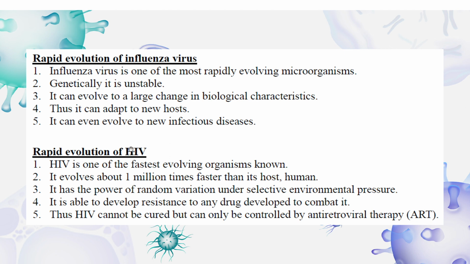And for rapid evolution, we cannot fail to mention HIV. HIV is one of the fastest evolving. Its mutation rate is 1 million times higher than that of humans. So it has a fairly random variation power to adapt to different selective environmental pressures. So it can develop resistance to any drug quickly and compete with the drug quickly. So it is hard to cure. HIV cannot be cured, and can only be controlled by ART, by introducing different kinds of drugs quickly.